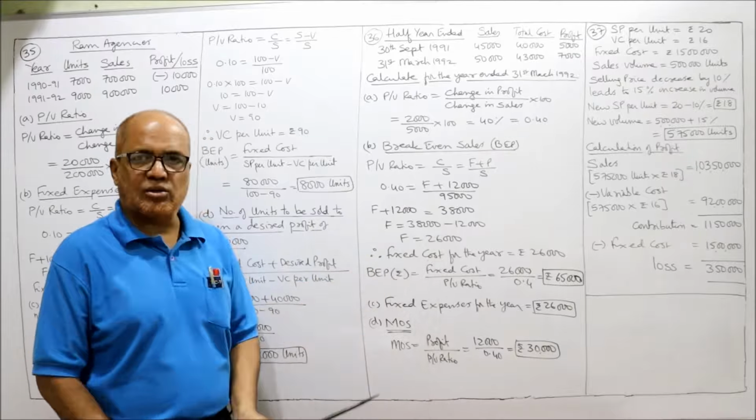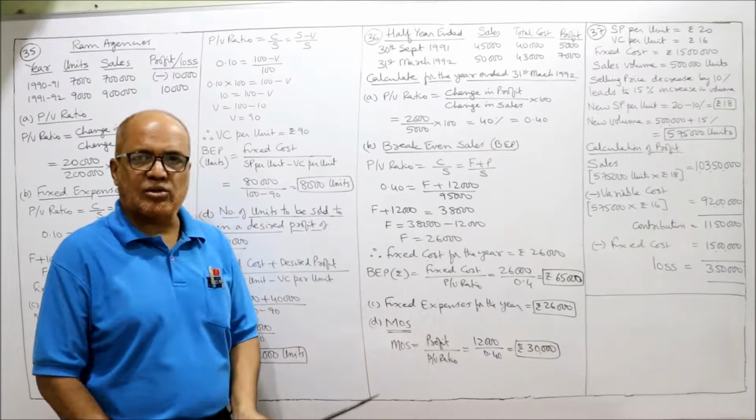12,000 divided by 0.4, that is 30,000. Any formula you apply, actual sales minus BEP sales, or profit divided by PV ratio, you will get the same answer for margin of safety. That's it. So this is the end of problem number 36.